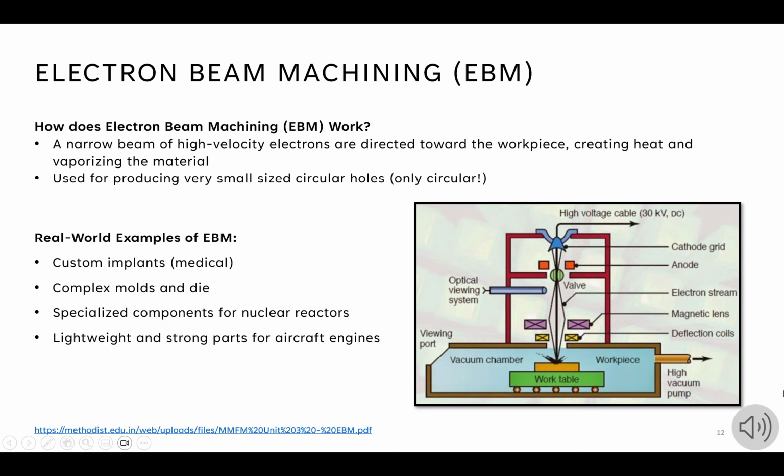Next, we have electron beam machining, which is a narrow beam of high-velocity electrons that are directed toward the workpiece that creates heat and vaporizes the material. An important note for electron beam machining is that it's used for producing very small-sized circular holes, and these holes are only circular. Some real-world examples of EBM would include custom implants in the medical industry, some complex molds and die, specialized components for nuclear reactors, and in the aero industry, some lightweight and strong parts for aircraft engines.